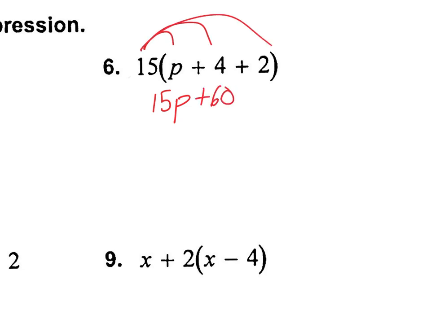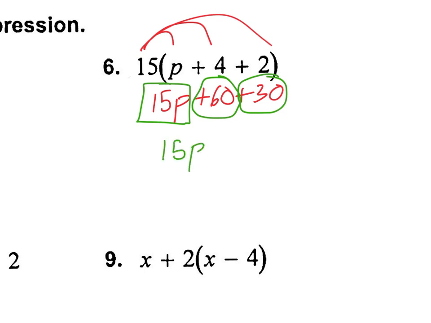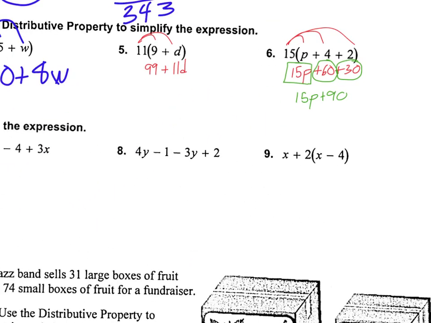And then 15 times 2 is 30. Now again, you always have to look, if you have more than 2 things there, you've got to go, okay, well, do they combine? Well, we can see that the 15P is by itself, and then we have a 60 and a 30 that have the same last name, same family. So let's combine those. The 15P is by itself, so we're just going to drop that 15P down, and then we have 60 plus 30, which is 90. Okay? So, not too difficult, not too horrible.